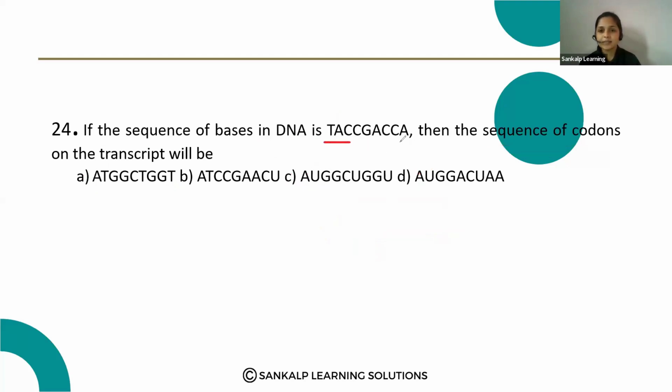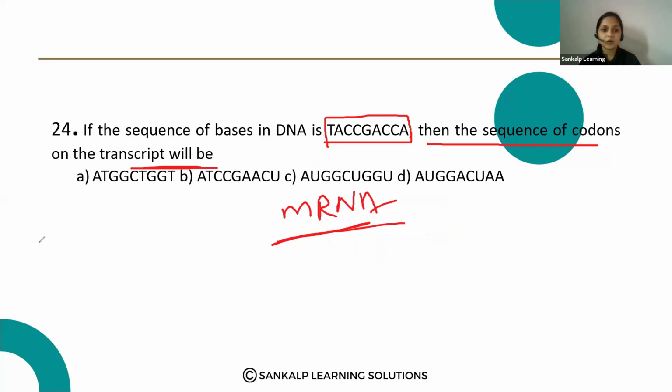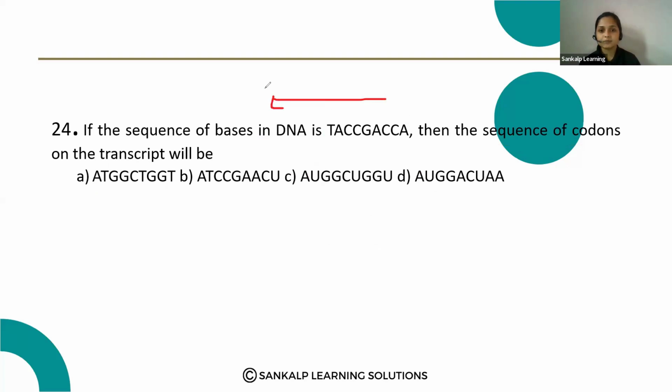So this is the DNA strand. Then the sequence of codons on the transcript will be formed by transcription. A transcript means the mRNA. You know what codons are on the mRNA. So the DNA strand, acting as 3 prime to 5 prime, acts as the template strand for the synthesis of the mRNA, and the mRNA is always in the 5 prime to 3 prime direction.